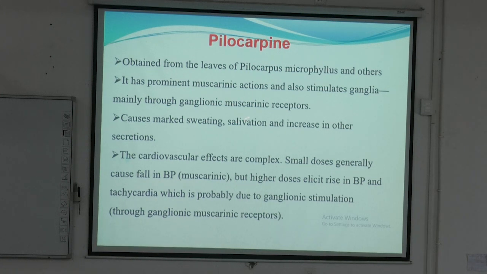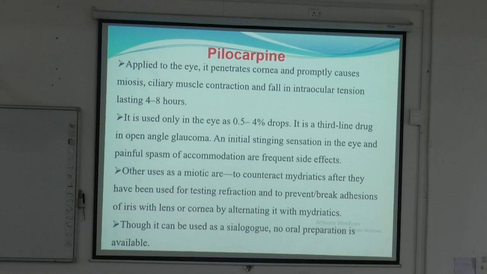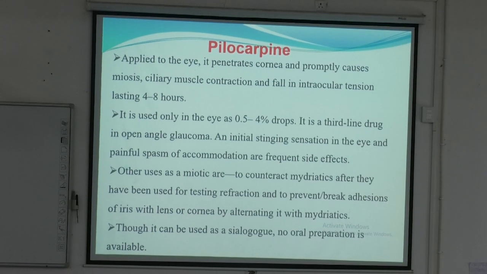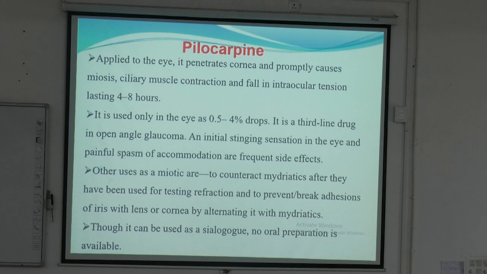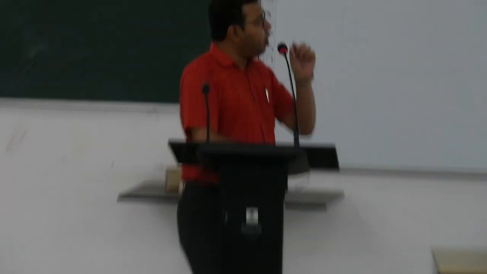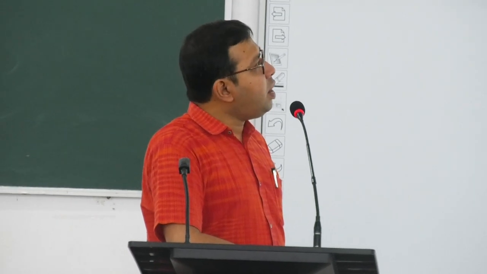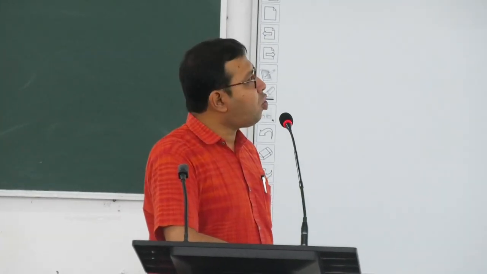It causes marked sweating, salivation, increase in other secretions. Cardiovascular effects are complex, already we have discussed, because it activates the muscarinic receptor that is present in the postganglionic membrane. That's why it causes hypertension after a brief hypotension. If it is applied to the eye, it can penetrate the cornea and promptly causes miosis. Miosis means the pupil becomes constricted. So ciliary muscle contraction occurs and there will be a fall in intraocular tension lasting for 4 to 8 hours.